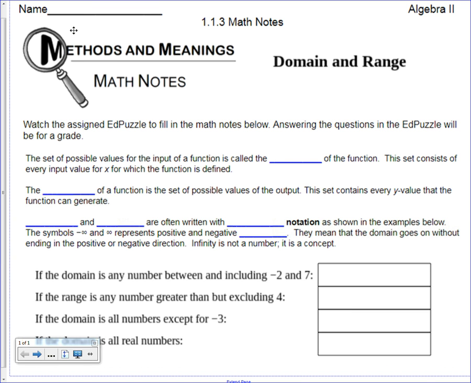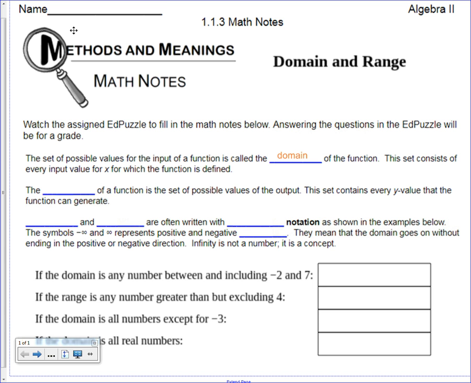The next math notes is about domain and range, which is actually the topic of lesson 113, so it fits right in. So just to review the definitions of domain and range, the set of all possible values for the input of a function is called the domain of the function.